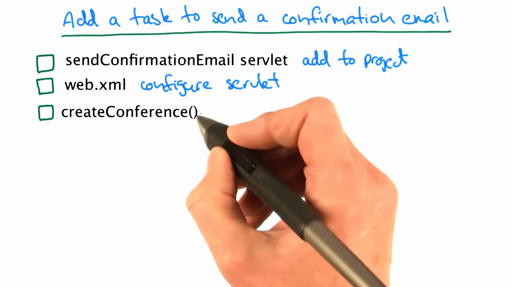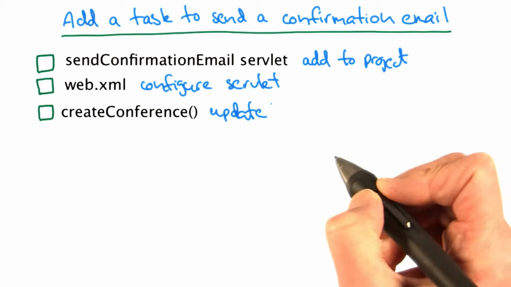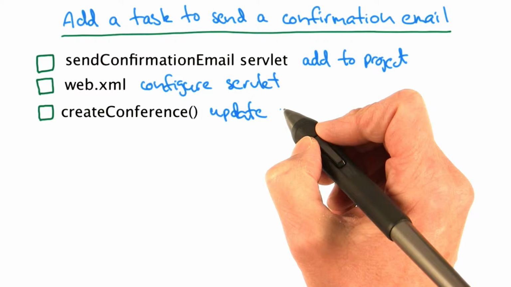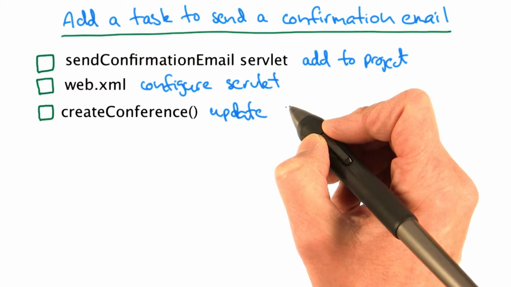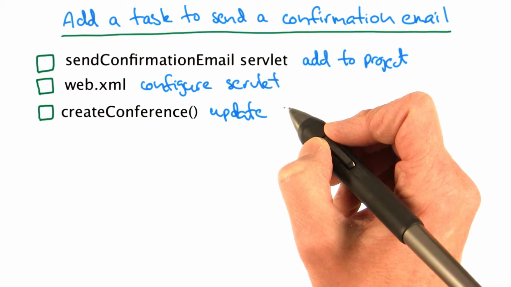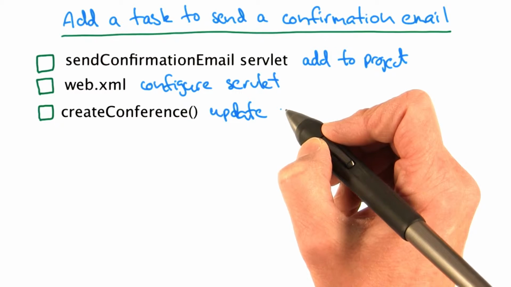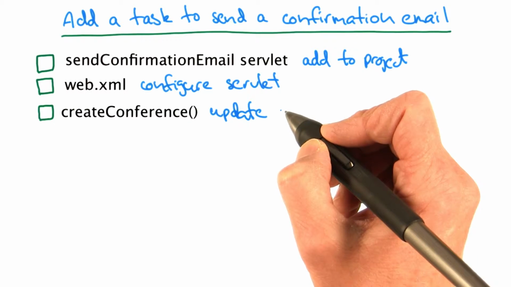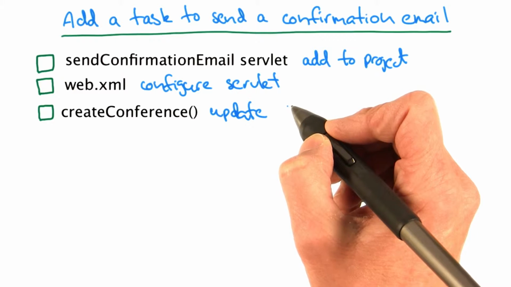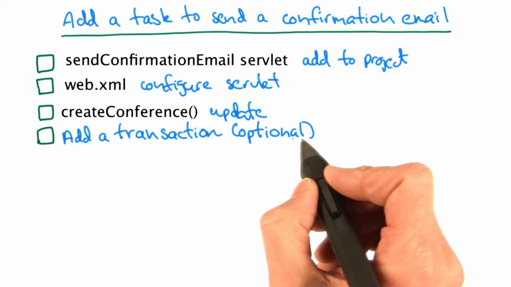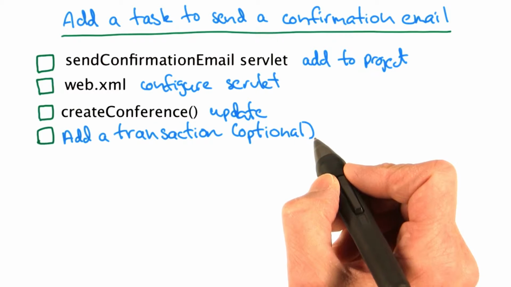Then you need to update the create conference function in Conference API. You need to add the functionality to add the task to the task queue whenever anybody creates a conference. And if you like, you can also update this function to use transactions so that the profile and the conference entities get saved together and the task gets added to the task queue, and that all happens inside a transaction, or none of it happens. And you can get the template code to add to create conference from the Lesson 5 folder if you want, or you can try writing it yourself from scratch. So you can optionally put the code to create the conference inside a transaction.